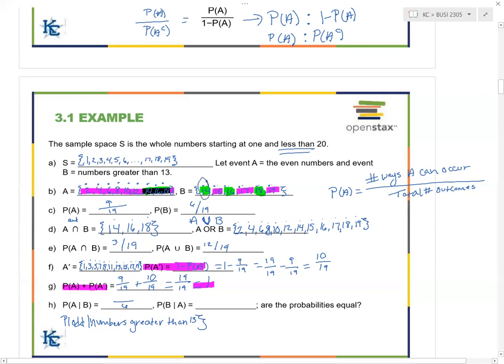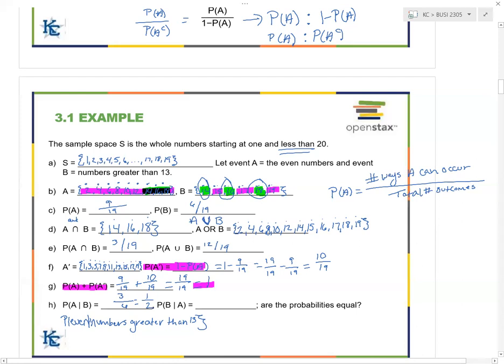And then A is how many odd numbers are in B. So we have an odd numbers? No, even numbers. A is even numbers. So the even numbers are 14, 16, and 18. So we have 3 over 6, okay, which we can reduce, right, to 1/2.